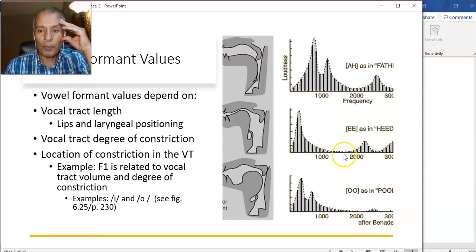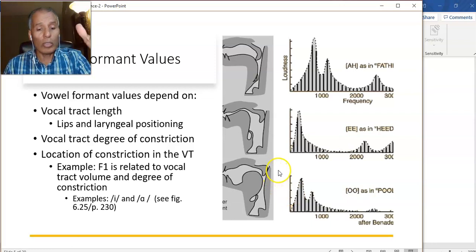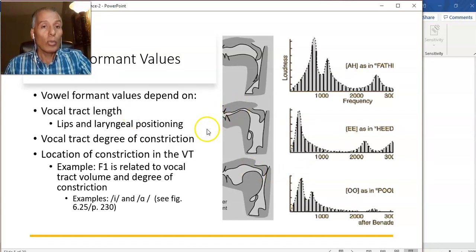They have the values, the exact numbers, in your textbook, and you can review, but you need to know the exact frequencies of the sounds that we discussed here. I'm here explaining how the position of the tongue modifies F1, F2, and F3.